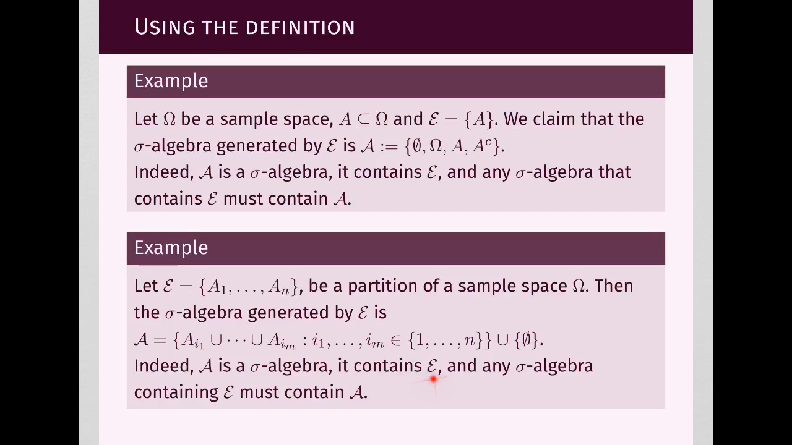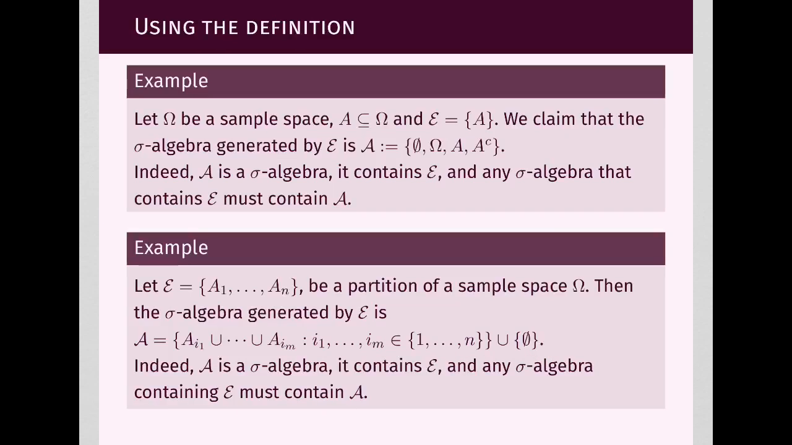Does it contain E? Yes, it contains E. We just need to take a single index here, and we'll be talking about a subset of omega given by the union of a unique element from here, which is the same as taking that element directly. So yes, it does contain E, and now we just need to check that any sigma algebra that contains E must contain all sets of this form.